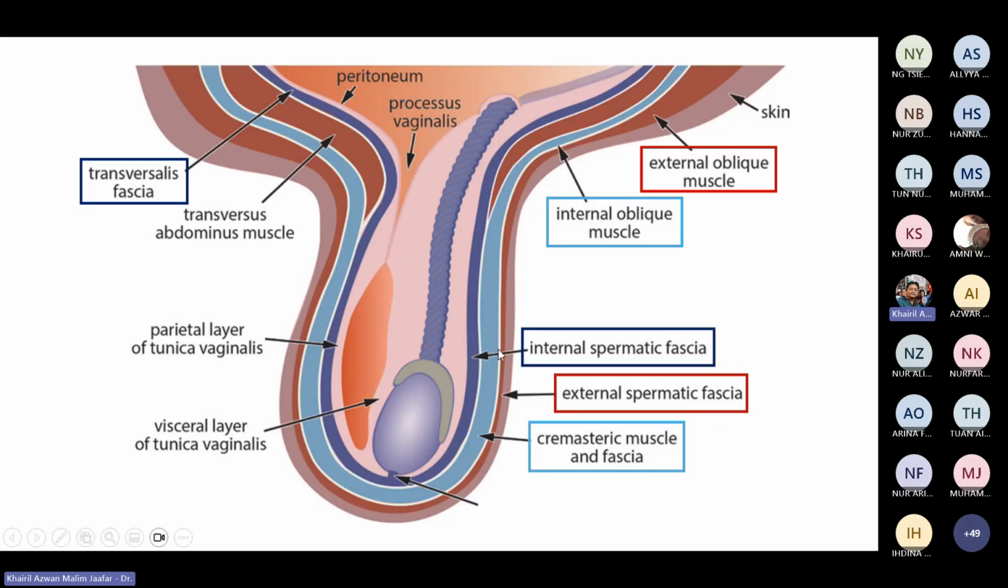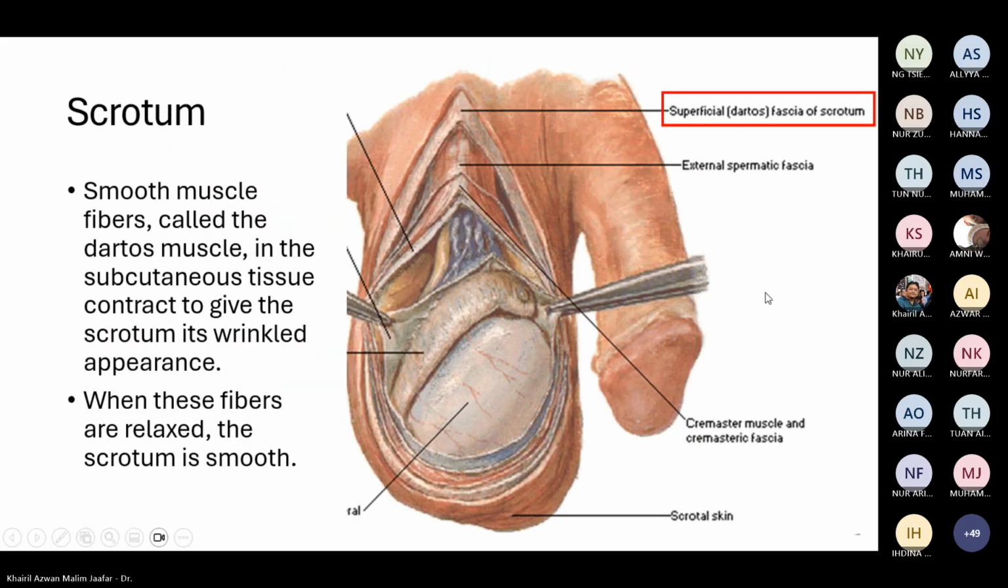So you can correlate or associate the different layers. The cremasteric muscle and fascia come from the internal oblique muscle. External spermatic fascia comes from the external oblique muscle. Internal spermatic fascia comes from the transversalis fascia.